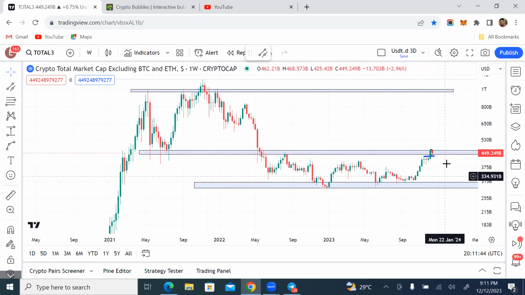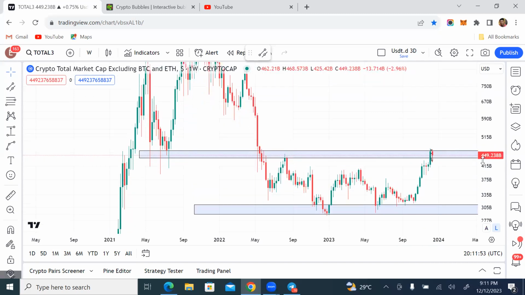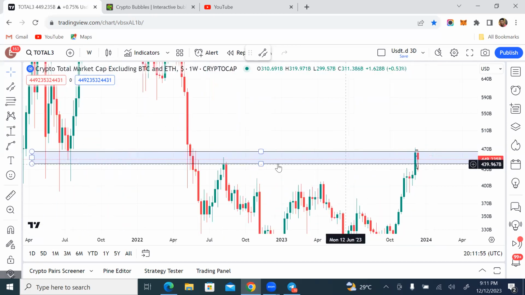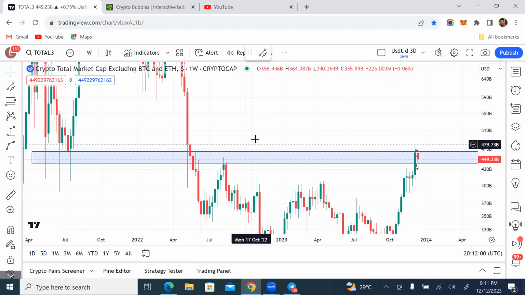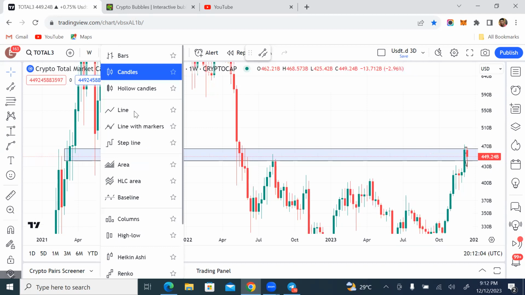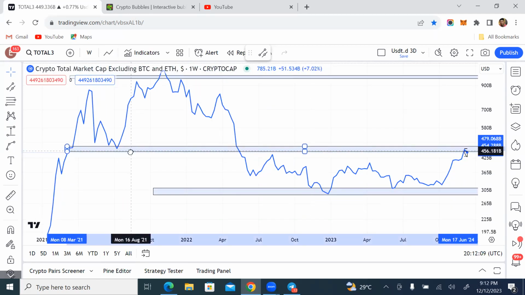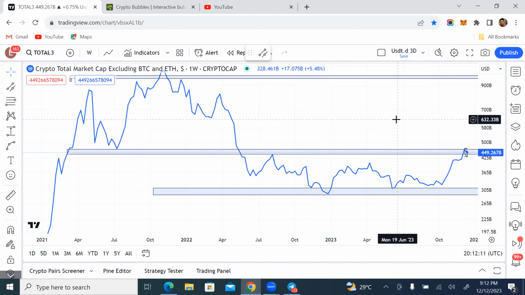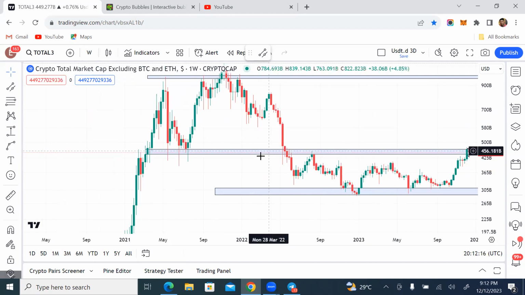All right, this is total 3. This is the last one we did. You can see where we are currently in the market. We're hoping that we get a cross above this level, jump across it, then start looking for buy opportunities for more alts. So basically this is where we are right now.